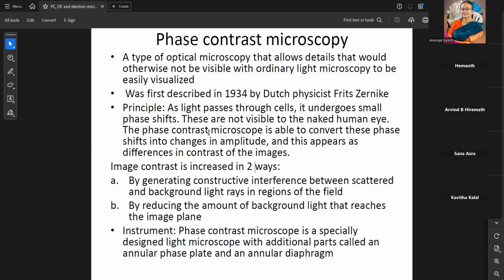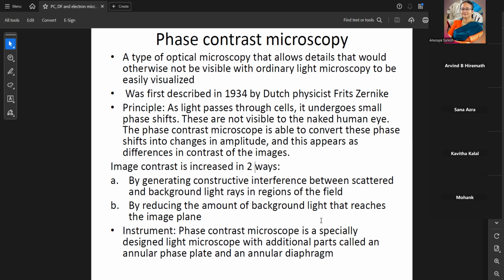Okay. So what is the principle of this phase contrast microscopy? As the light hits the cells, the organism cells, and passes through them, it will undergo a small kind of shift in phase. Now that phase shift is not visible to our naked eyes, but the phase contrast microscope is able to visualize these things, and that appears as a difference in the contrast of the images. So there are two ways in which we can increase this image contrast. When you have better contrast of images, your visibility improves.